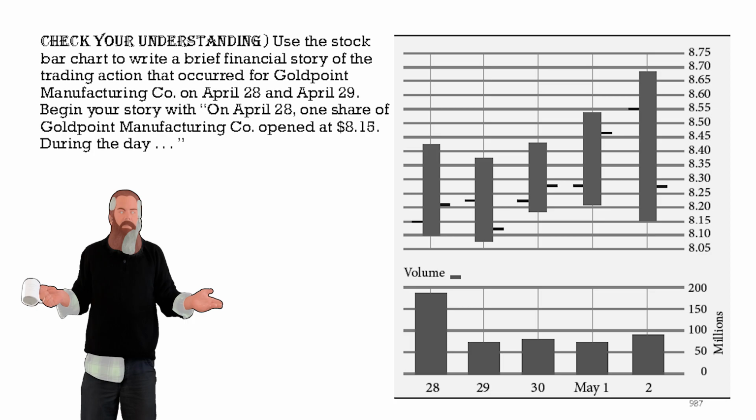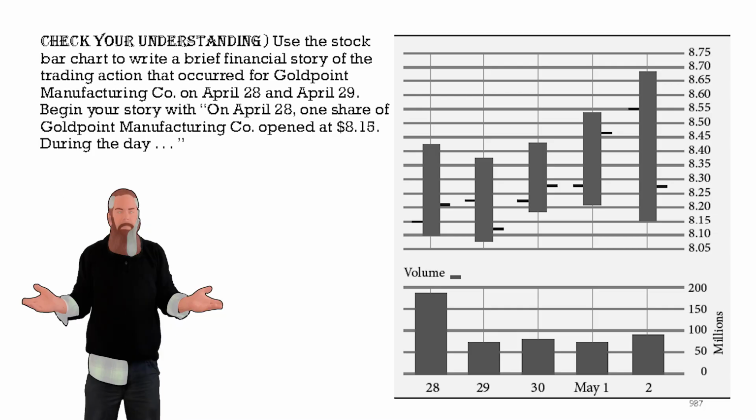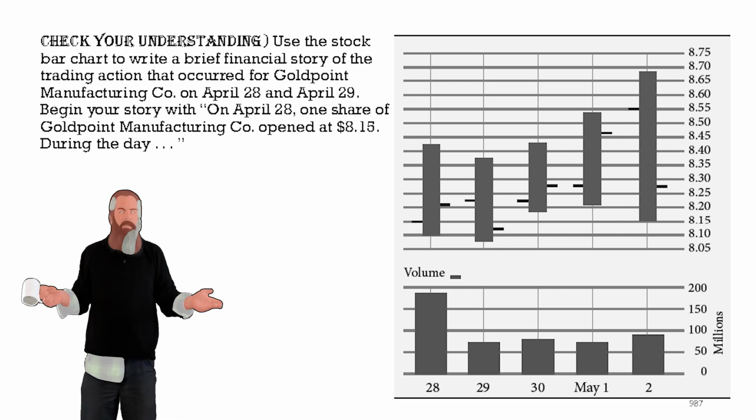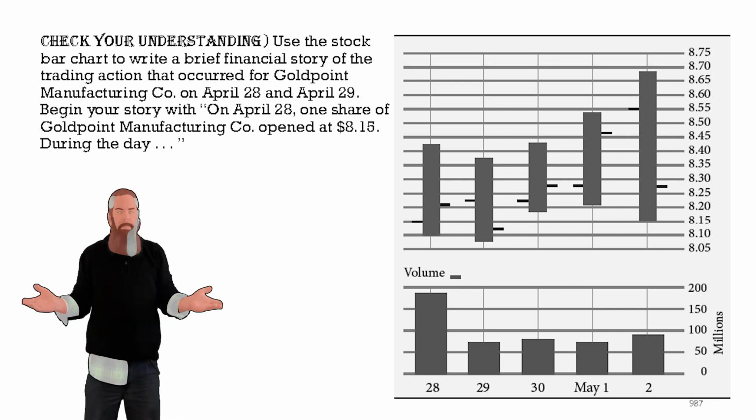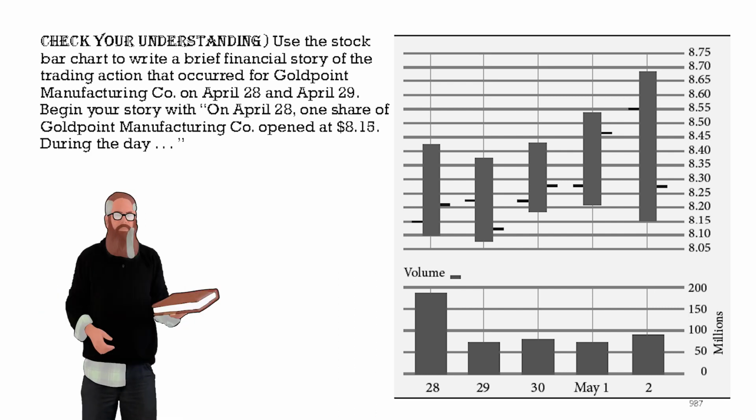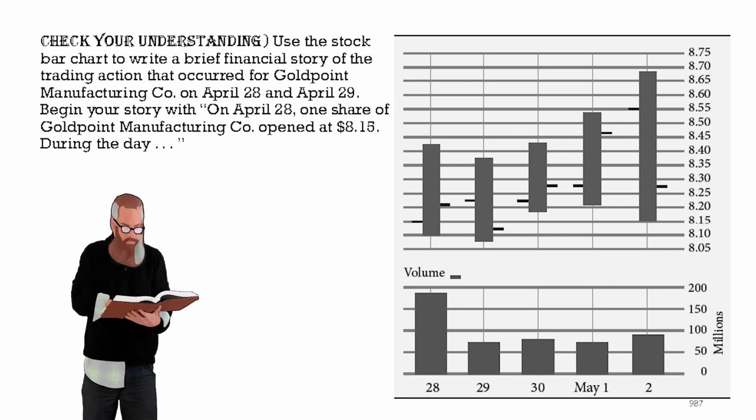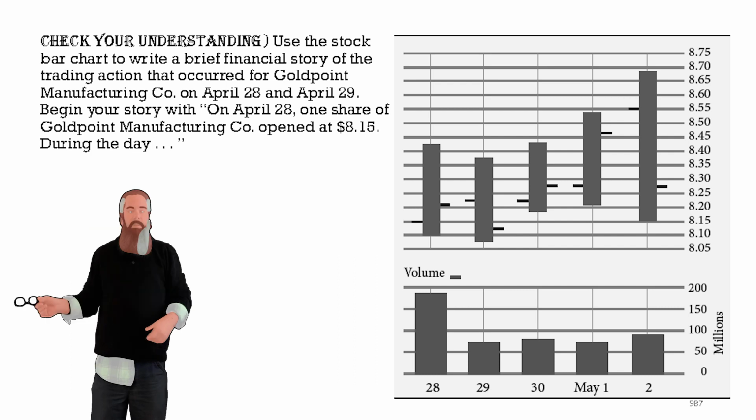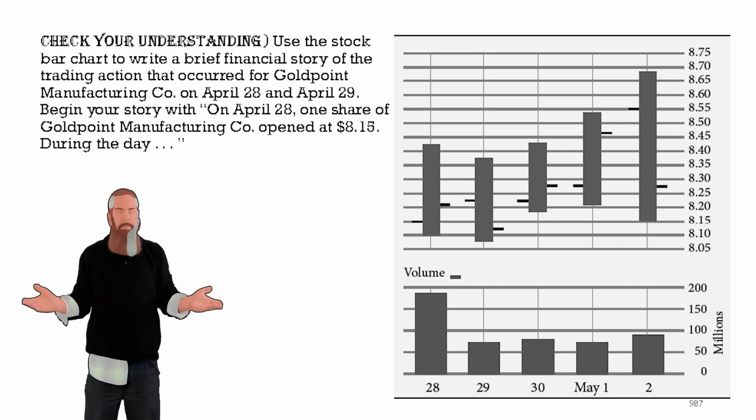During that day, on April 28th, shares of Goldpoint Manufacturing Company opened at $8.15. During the day, the shares reached a high of approximately $8.42 per share and a low of $8.10 per share. Goldpoint closed at approximately $8.21 per share.